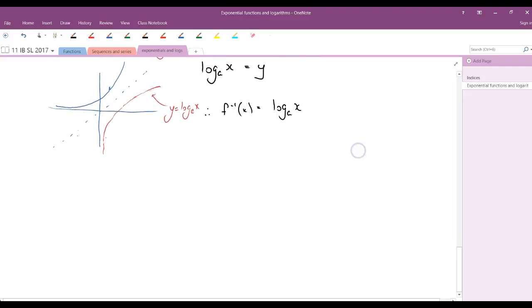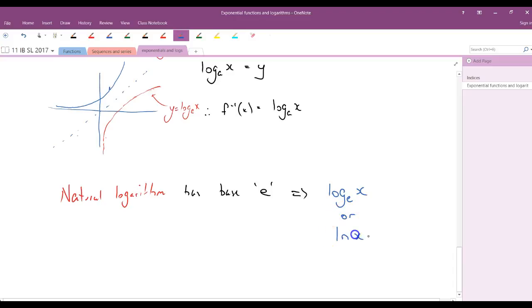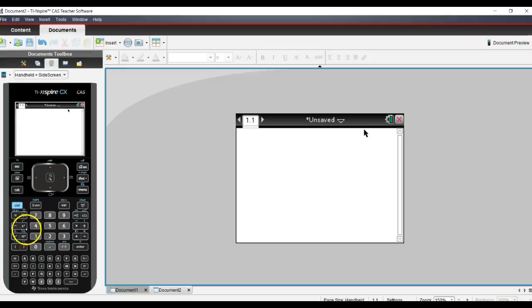What else do I want you to know? I want you to know that there is such a thing as a natural logarithm. A natural logarithm has base e. It's written as log base e of x, or ln x, and that's how you'll see it on the calculator. Can you see down here, we've got our little blue writing on the second function of e to the power of x, which is just a little ln, that's log to base e.